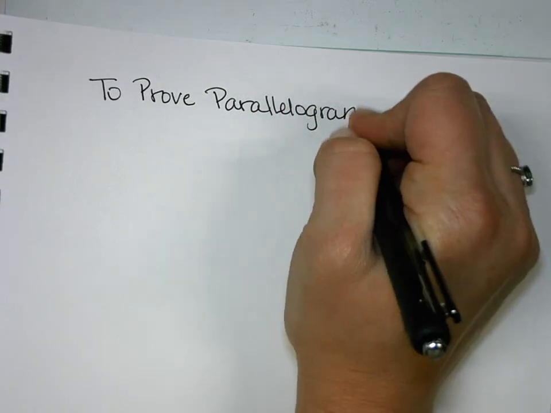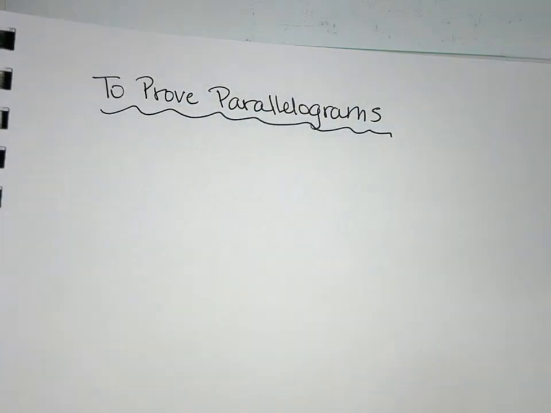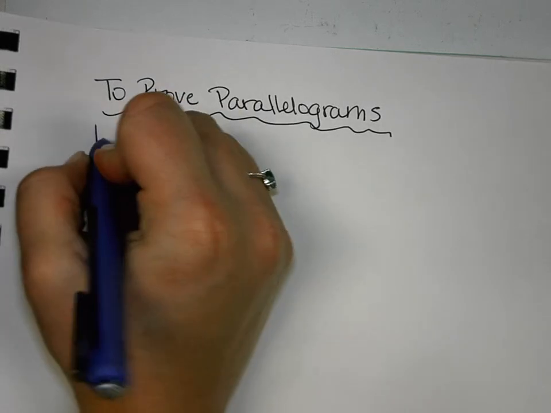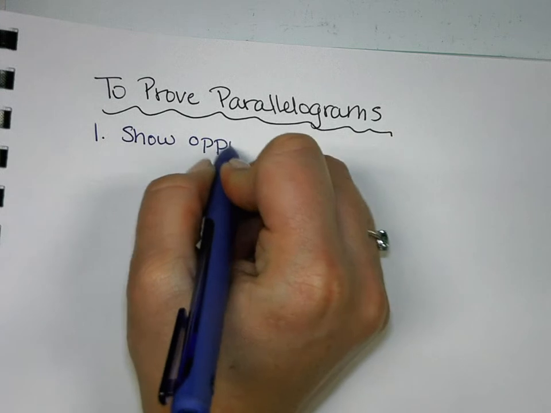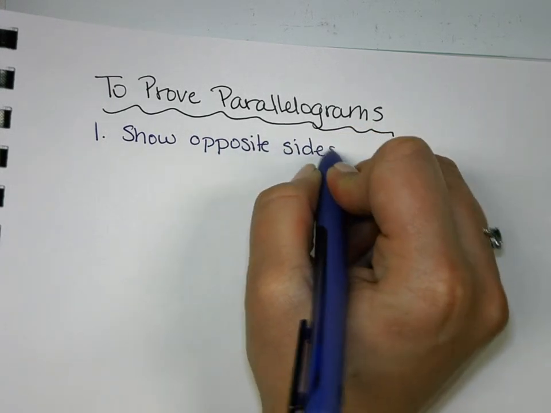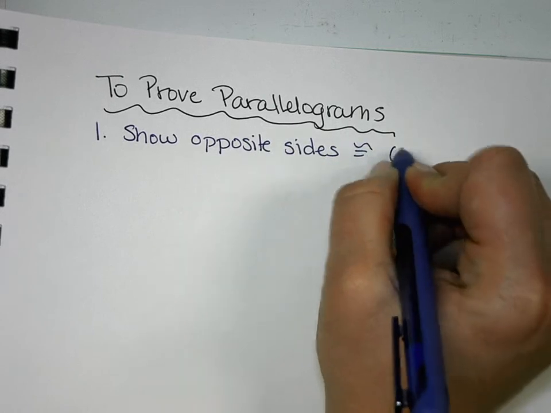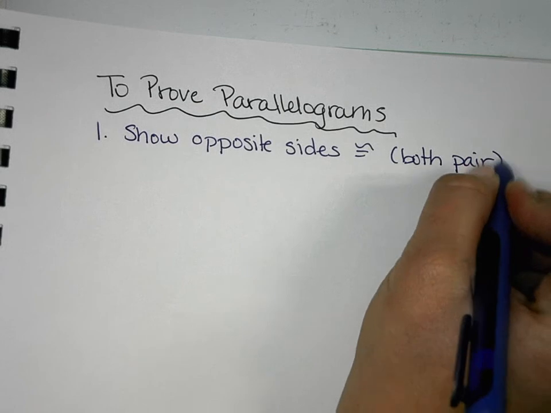By seeing if the properties are there. Okay, that's exactly how you prove it. And then there's one in addition to the 4 properties. So there's a total of 5. But the first way, show opposite sides are equal. And you have to show both pairs. So if you can show opposite sides are congruent, you have a parallelogram.